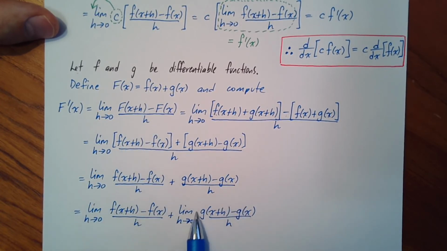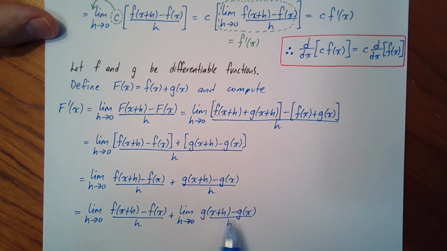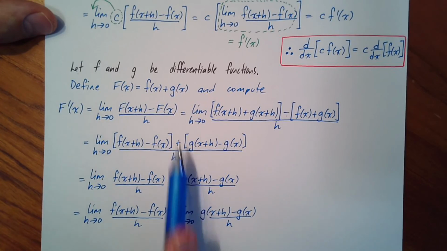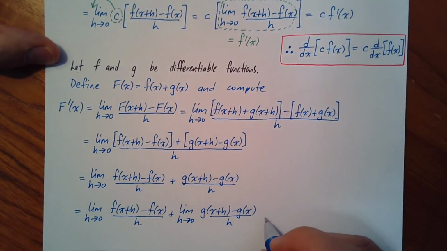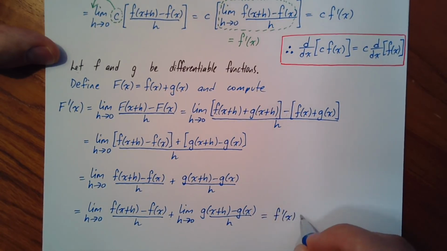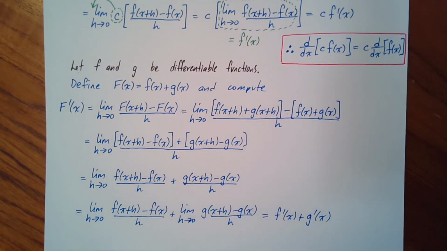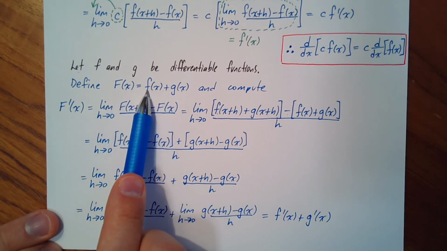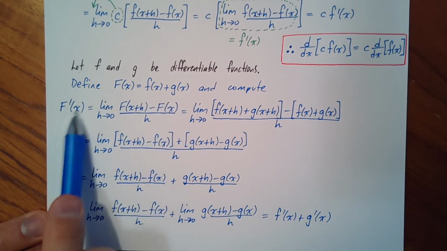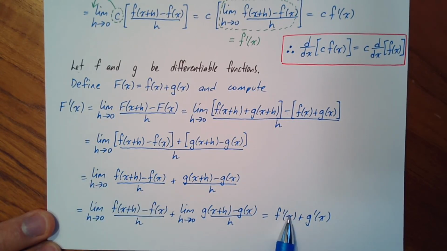And this limit here, limit as h goes to 0 of g of x plus h minus g of x all divided by h, this is exactly the limit definition of the derivative of little g of x. And we're adding those two things together. So what we're going to get, finally, for our result is f prime of x plus g prime of x. Right? So it turns out if you have capital F and you define that to be the sum of the two functions little f and little g, then the derivative of capital F is just going to be the derivative of little f plus the derivative of little g.